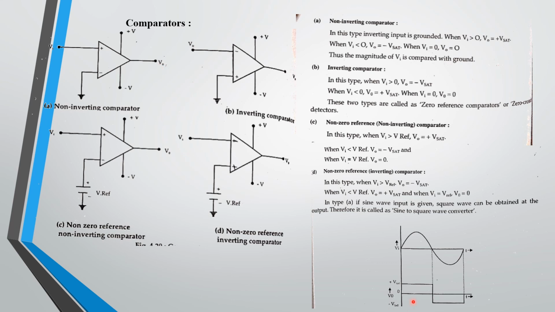The comparator circuit is also known as a sine to square wave generator. If you observe here, there is a sine wave with a positive half cycle and a negative half cycle. We are getting only two things, that is, plus saturation and minus saturation. So depending on the reference voltage, that can be generated.